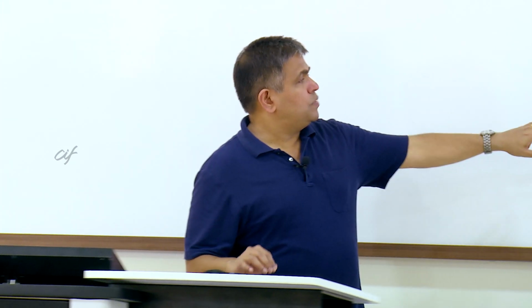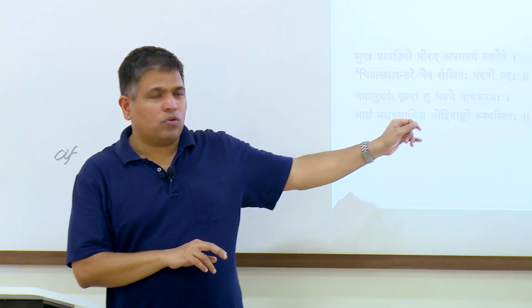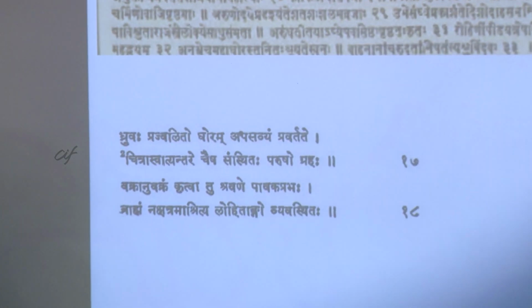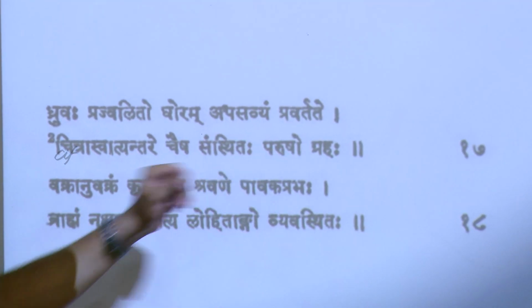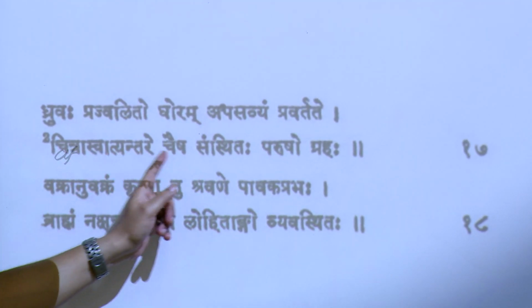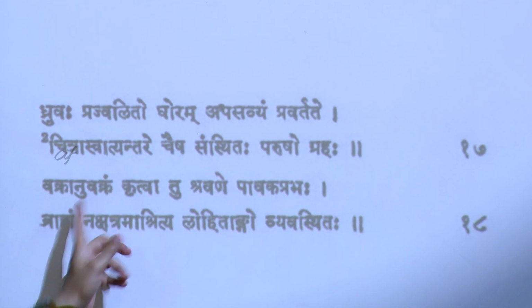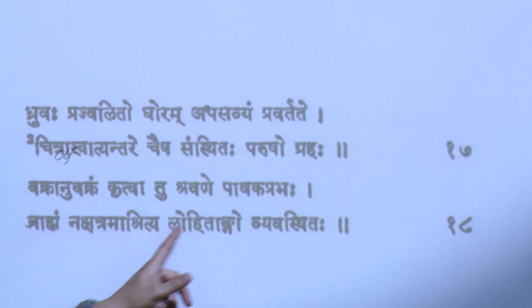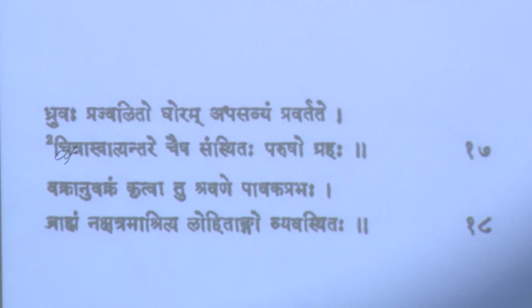Or this one is a cleaner version here. Now this one is from the Southern Kumbakonam edition, okay. It says this is from the Bhishma Parva, 3rd chapter, Adhyay 3. It says Dhruvam Prajulitam Ghoram Apasavya Pravartate, Chitra Swatyantare Chaiva Samsthita Parushagraha, Vakranu Krutvam Tu Shravane Pavaka Prabha, Brahmyam Nakshatram Ashritya Lohitango Vyavastito. The reason I am reading it, you don't have to remember anything.